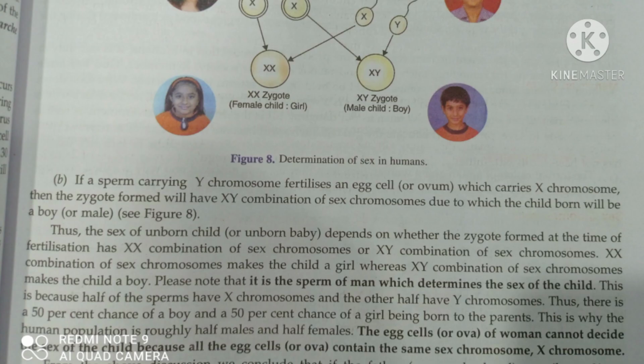Thus, the sex of the unborn child or unborn baby depends on whether the zygote formed at the time of fertilization has XX combination of sex chromosomes or XY combination of sex chromosomes. XX combination of sex chromosomes makes the child a girl, whereas XY combination of sex chromosomes makes the child a boy. So, please note that it is the sperm of the man which determines the sex of the child.